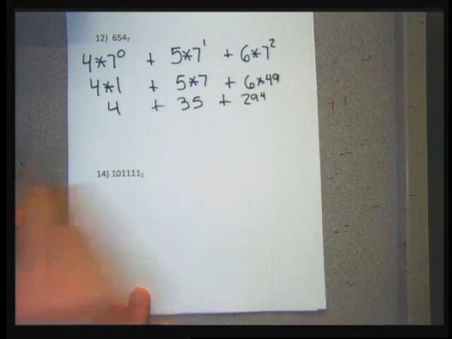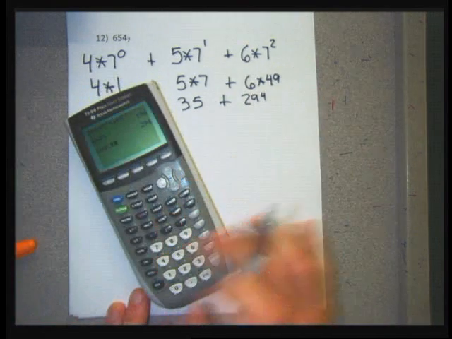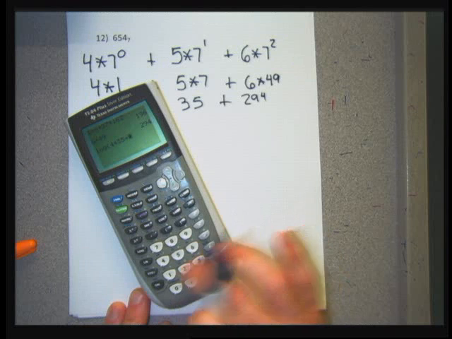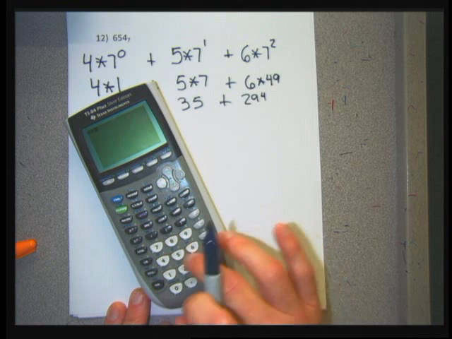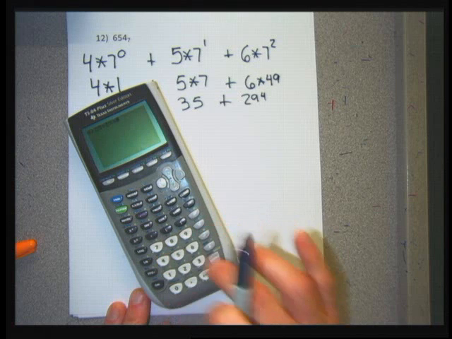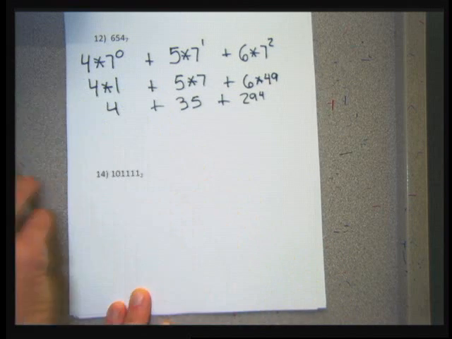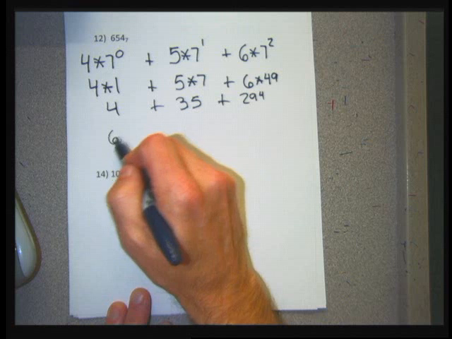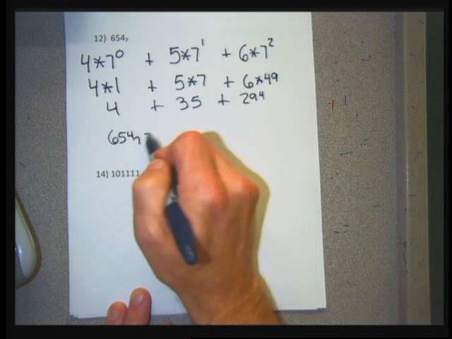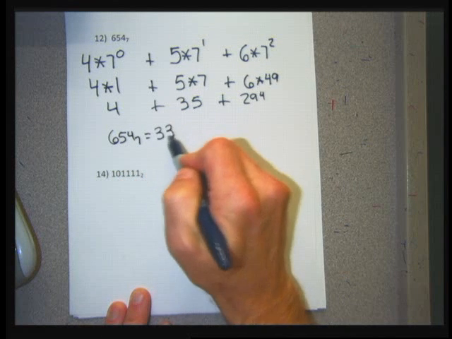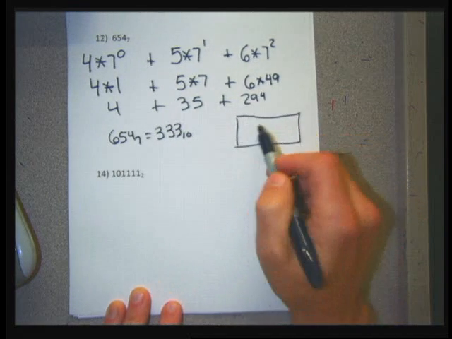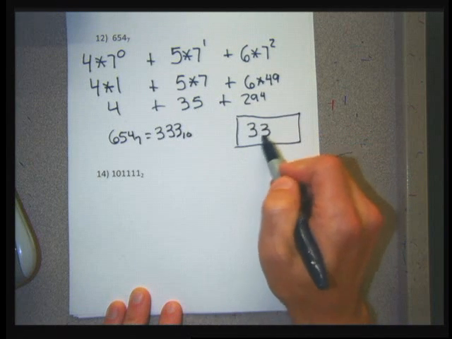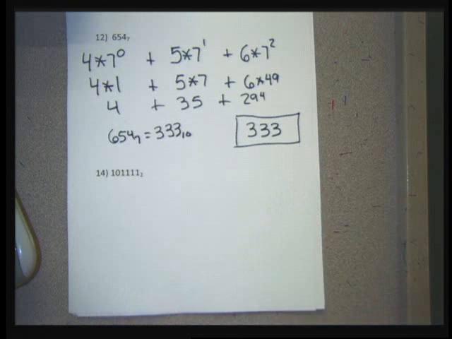And I just add the numbers up now. So 4 plus 35 plus 294. So the answer to this problem is that 654 base 7 is 333 base 10. And again, if I was writing an answer, I wouldn't write the problem with the answer, and base 10 is assumed, so I wouldn't write the base.